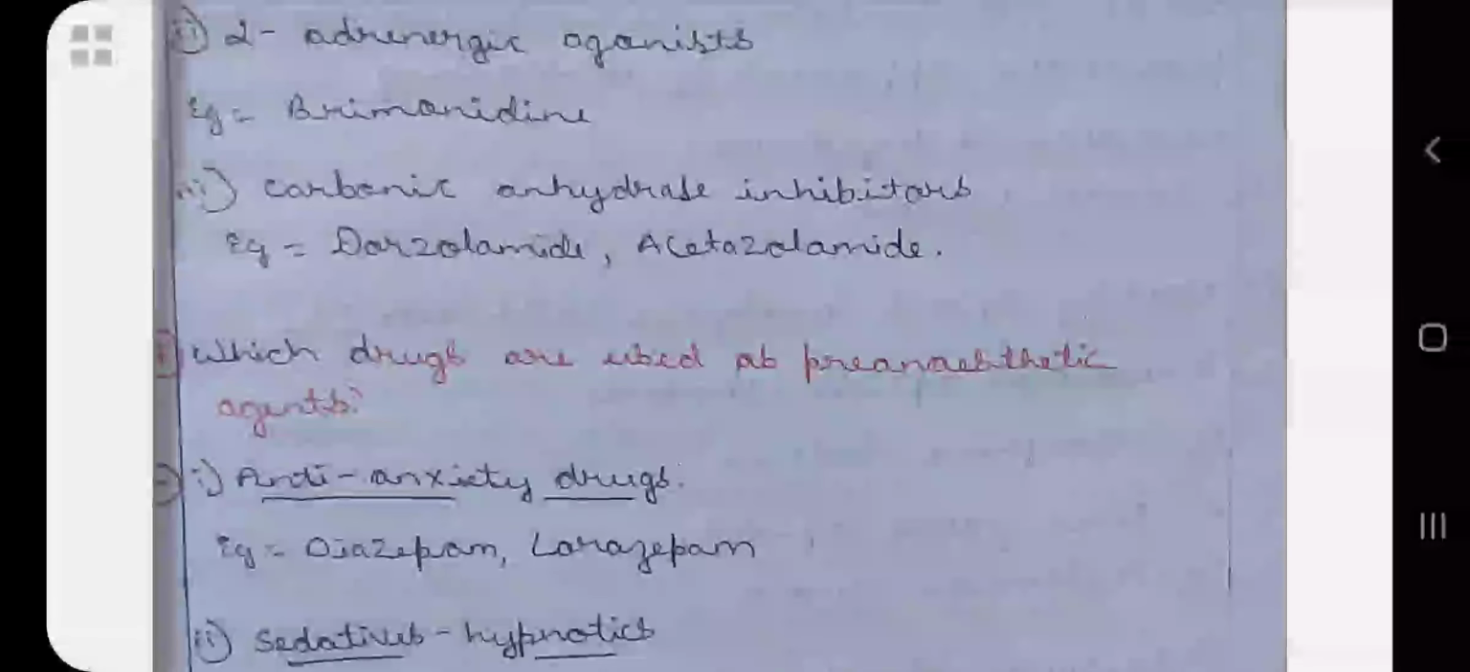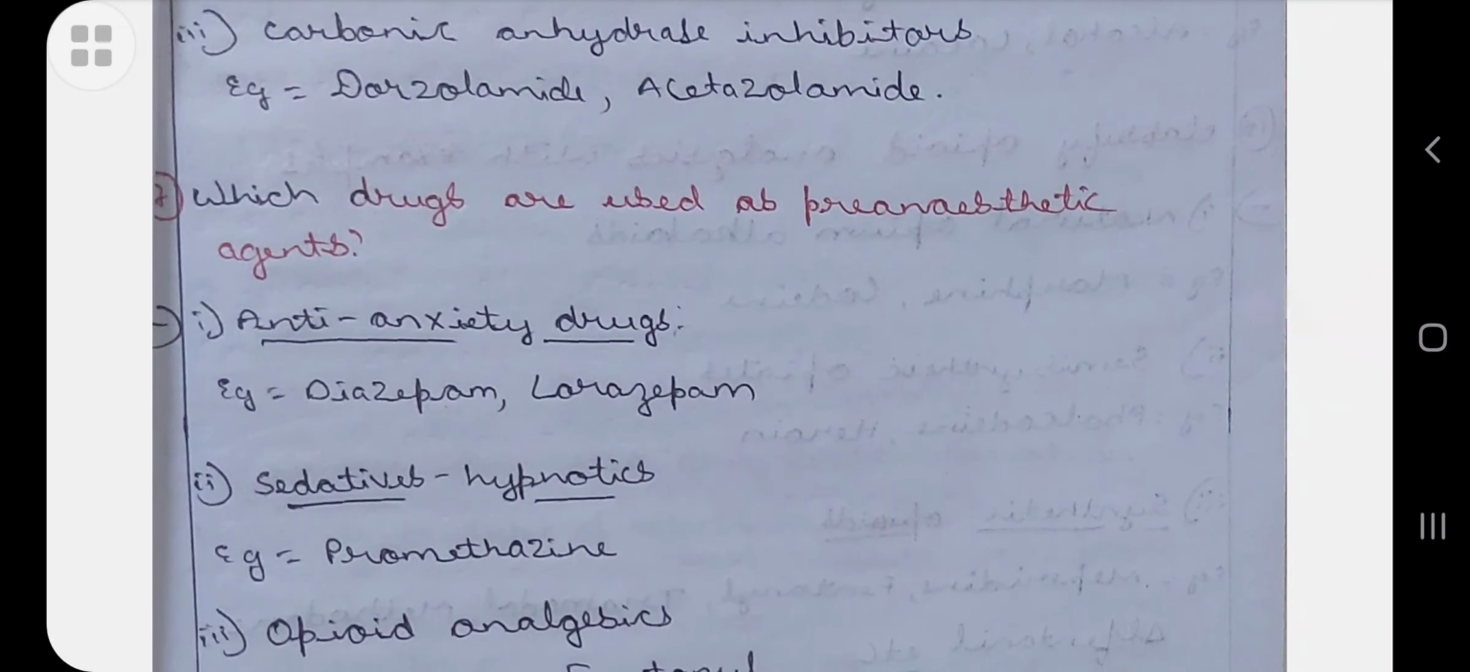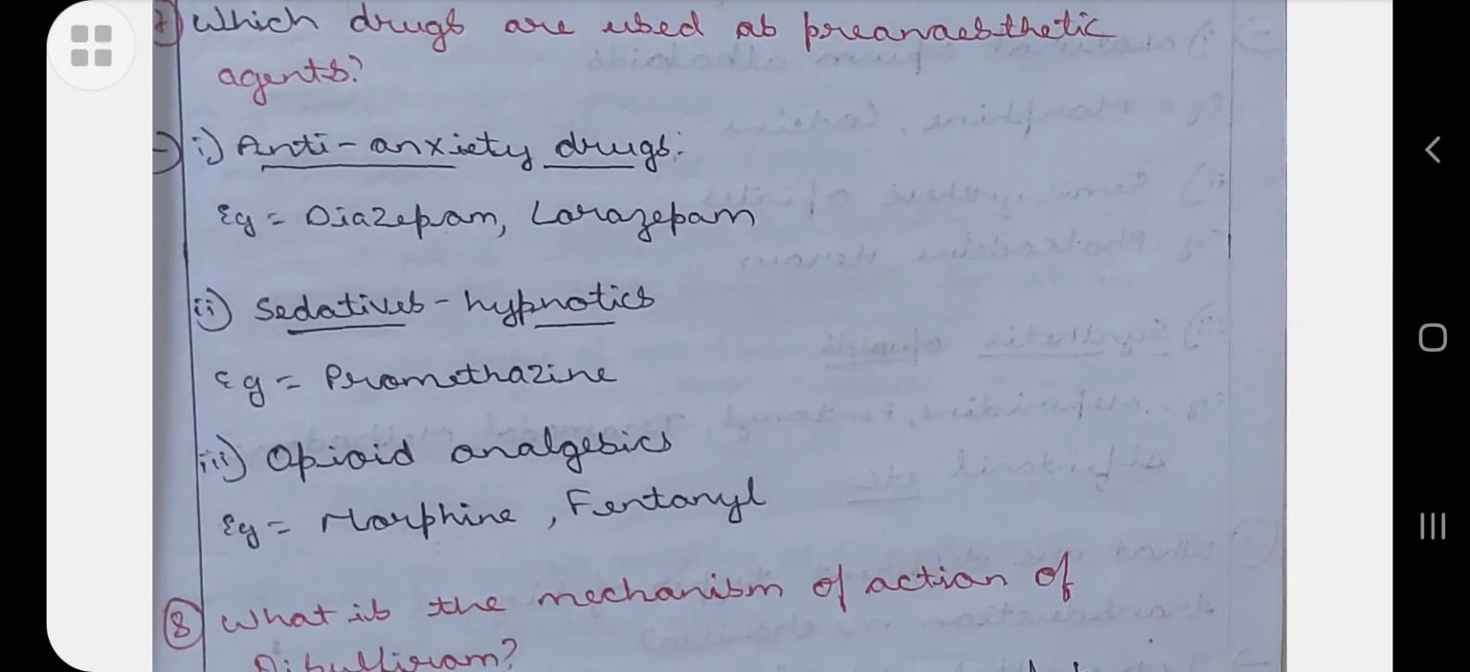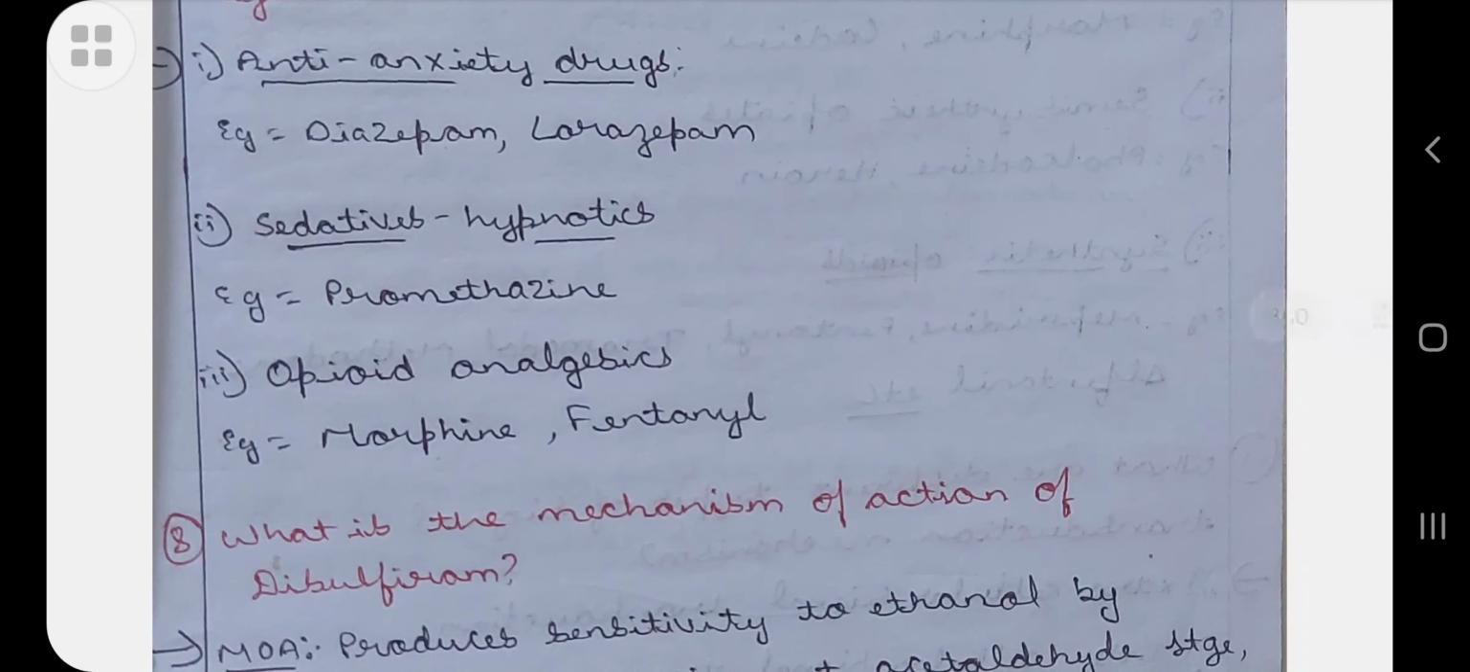Drugs used as pre-anesthetic agents: some of the anti-anxiety drugs, diazepam we are using in pre-anesthesia. Sedatives we are using. Opioid analgesics like morphine and fentanyl we are using.